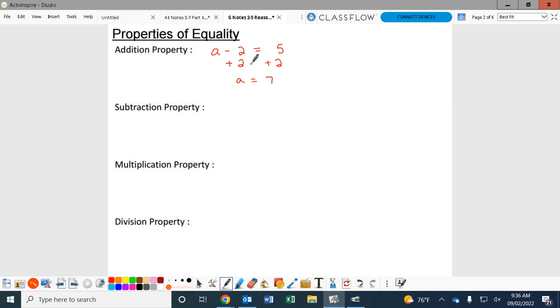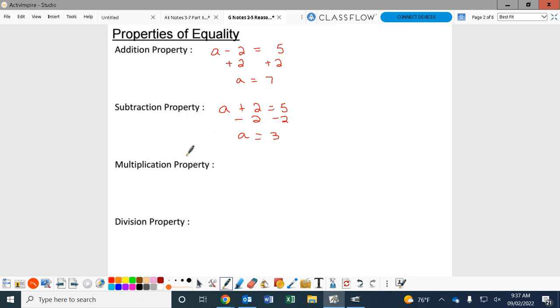The next one's going to be the same exact equation, but a plus 2 equals 5. Instead of adding 2, because this is already a plus 2, you would go through and minus 2, which would make it a equals 3. But the sides are still equal because you're using that rule that if you subtract something from both sides, it stays equal.